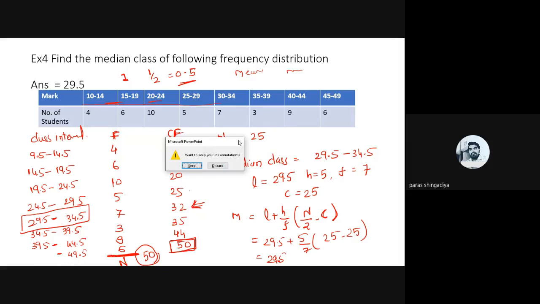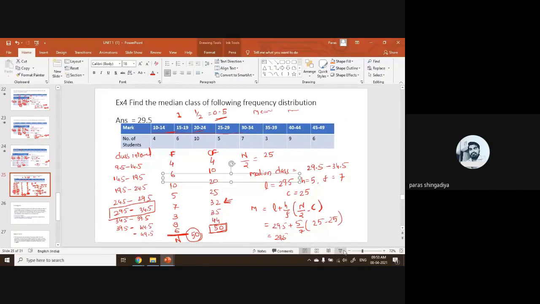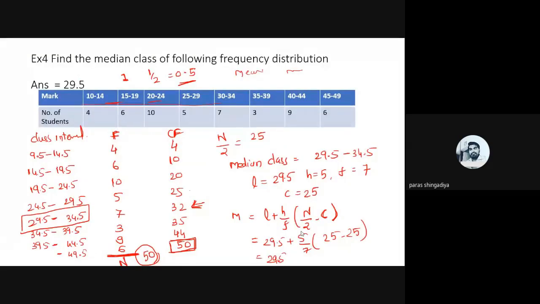Here the solution is not given for this example. If it is required, you just take a screenshot, because the solution of this example is not given. Only the answer is there. If it is required, just take a screenshot.